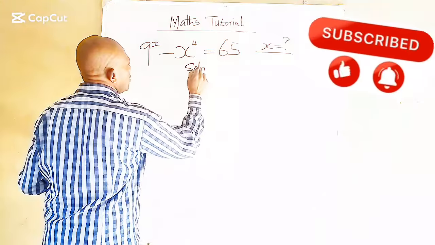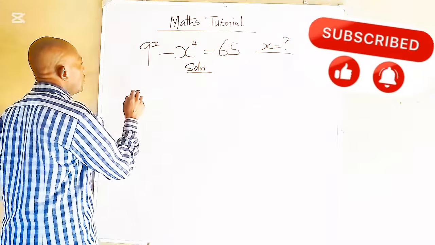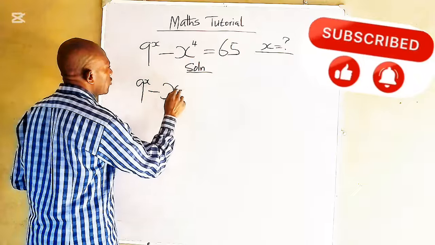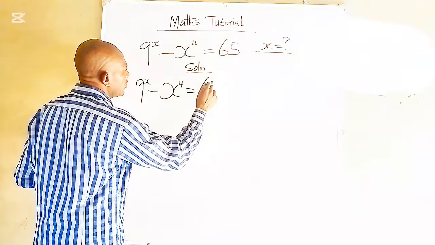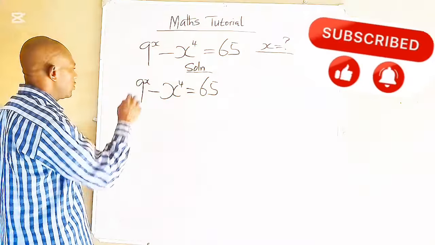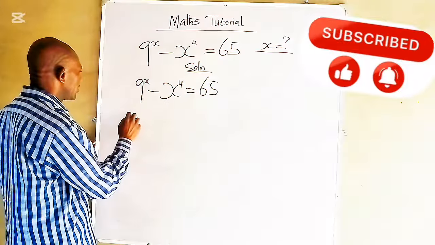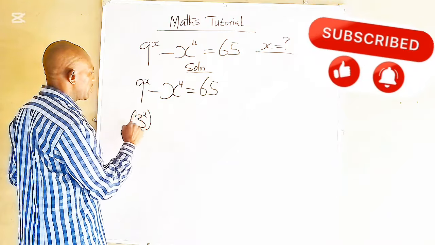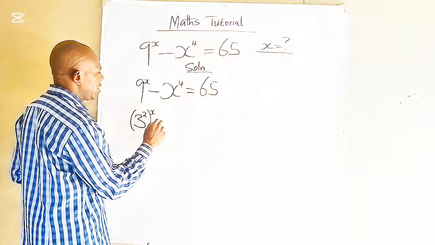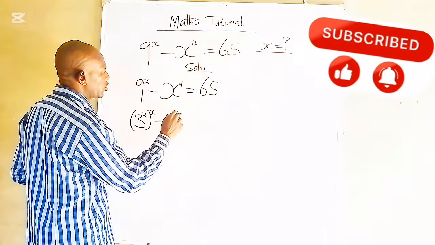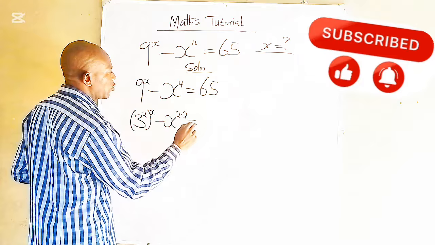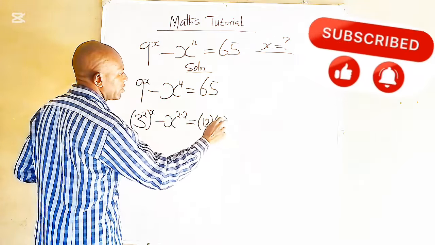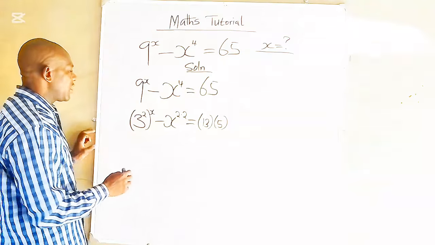Solution. Now we're going to have 9 raised to power x minus x raised to power 4 is equal to 65. The first thing is to break 9 into 3 raised to power 2 in bracket, x minus x raised to power 2, times 2, is equal to 13 times 5, which will give us 65.